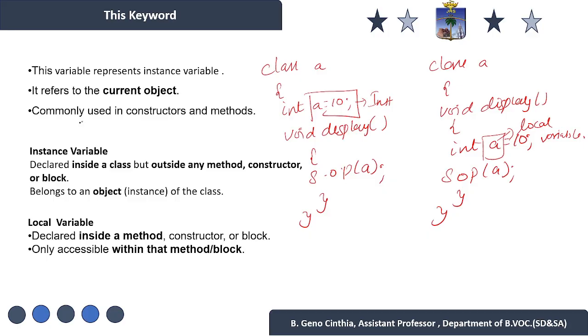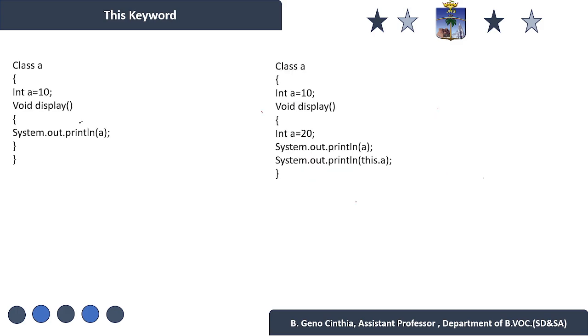Now, this keyword helps Java to understand which variable or which object you are referring to, especially when there is a confusion due to same names. Now, let's see one example. Here, there are two examples. Look at the first example. Class A, int A is equal to 10, void display, System.out.println A. We have a class name called A. Inside the class, I have declared a variable A and assigned the value of 10. This is an instance variable.